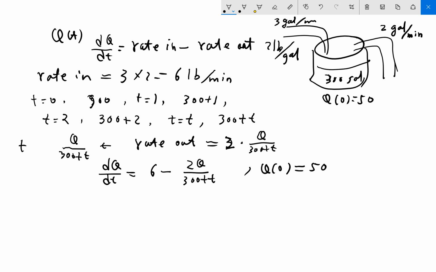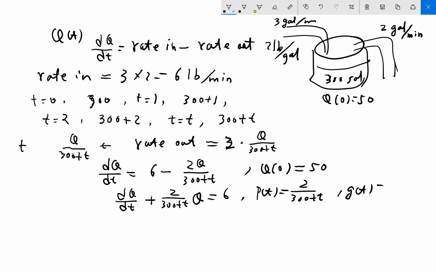So, do we know how to solve this equation? Again, we do know how to solve it. This equation is linear. So you can write it like this: Q prime plus 2 over 300 plus t times Q equals 6. So this p of t here is equal to 2 over 300 plus t, and the g of t here is equal to 6. And you solve this equation using our formula. I'm not going to solve it.